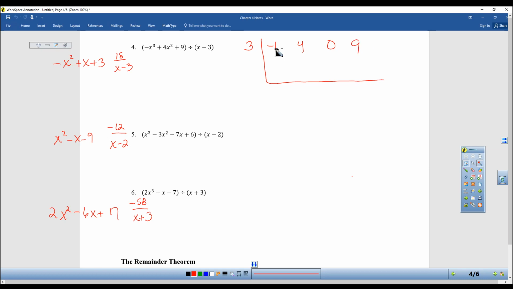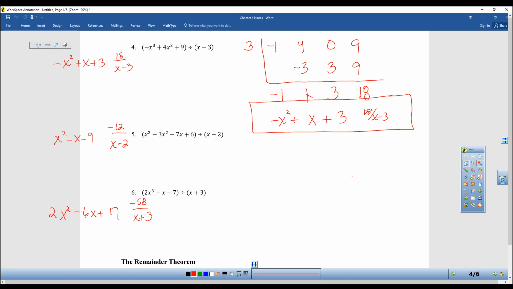Then add. This first one's a little silly because there's nothing to add it to. So some people say bring down, but I always just like to go add, multiply, add, multiply, add, multiply, add. And then you can give yourself the answer. The remainder is 18. This is the number. This is the x. This is the x squared. And there's your answer.